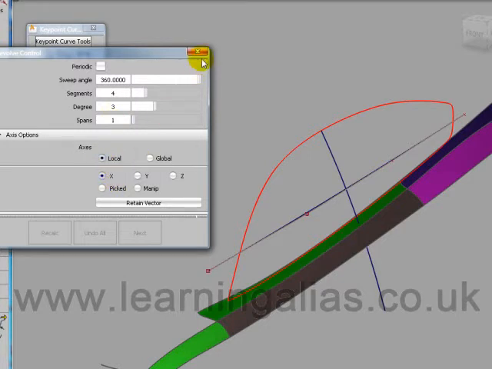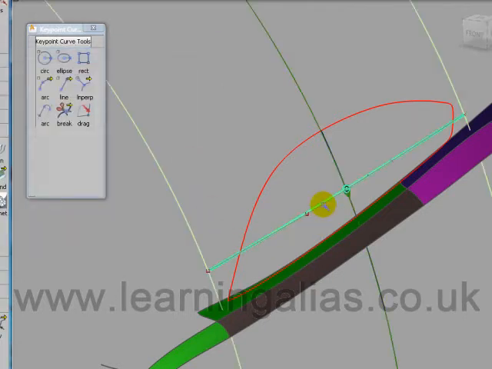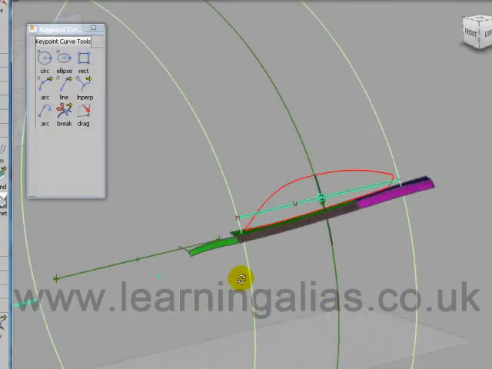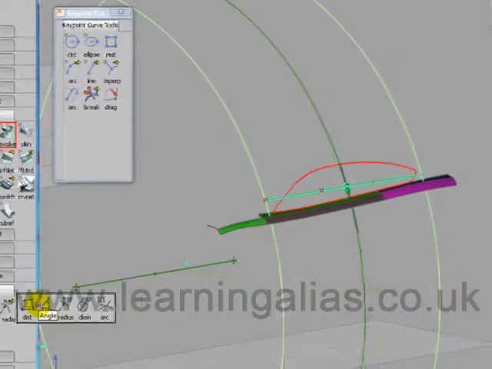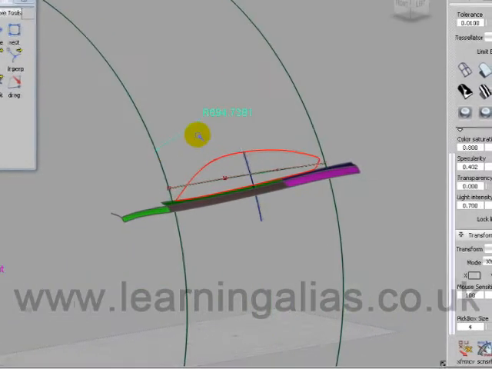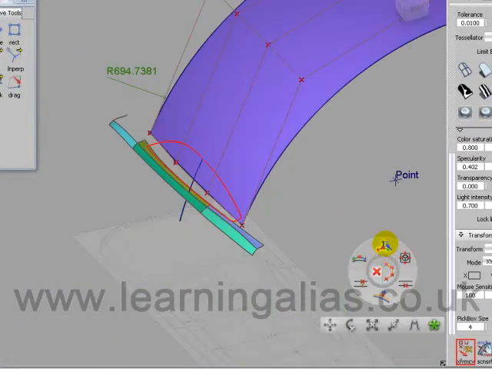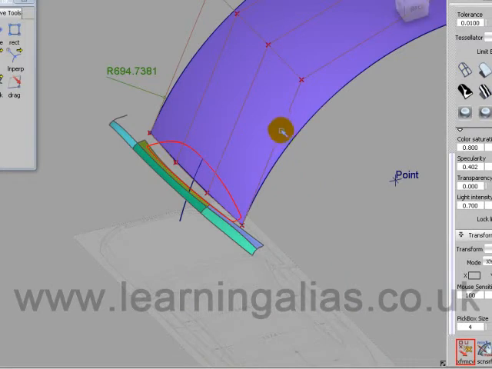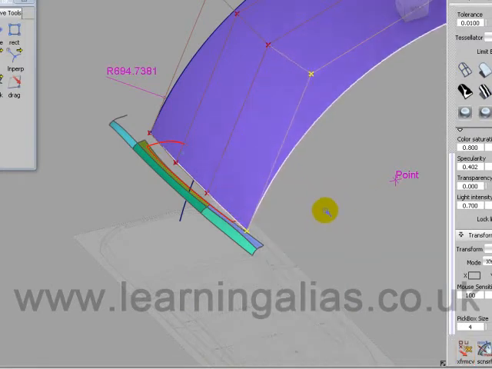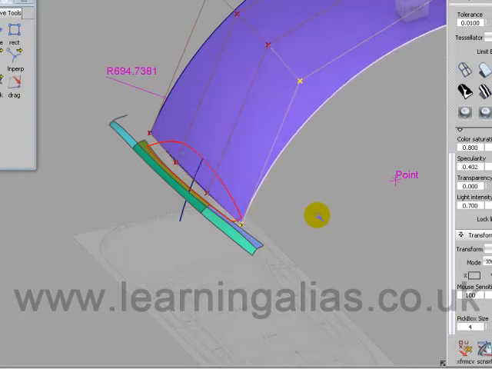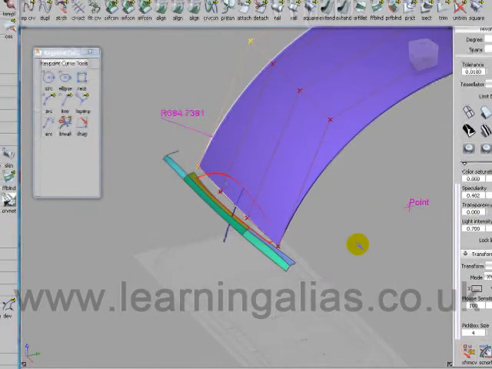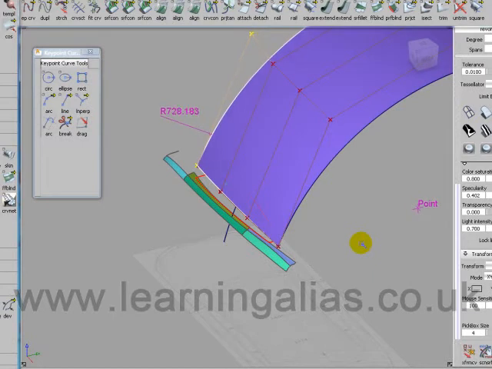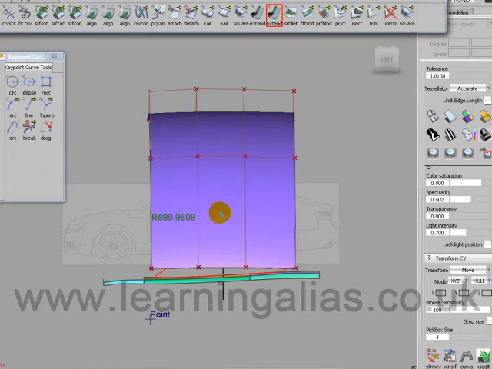So we're ready to go with that. There's our revolve, which will be our theoretical side glass. The first thing to do is check its radius. We've got a radius of 694. Take extend with merge on.